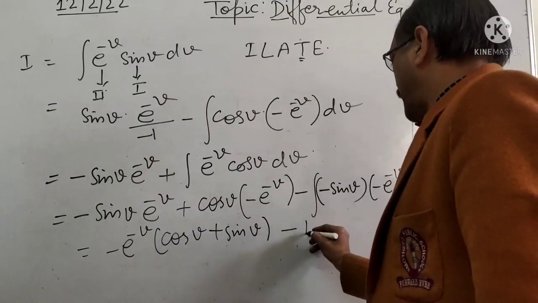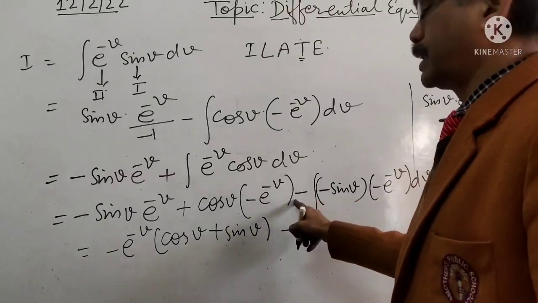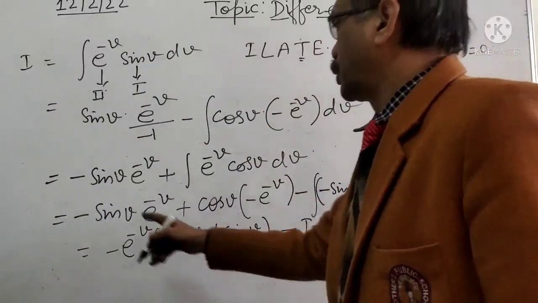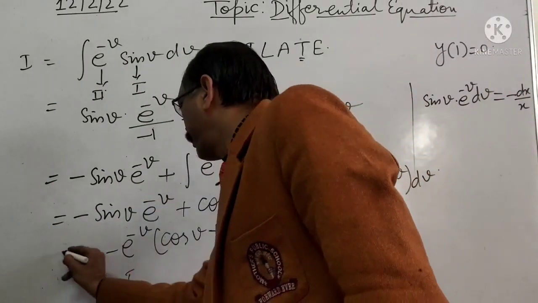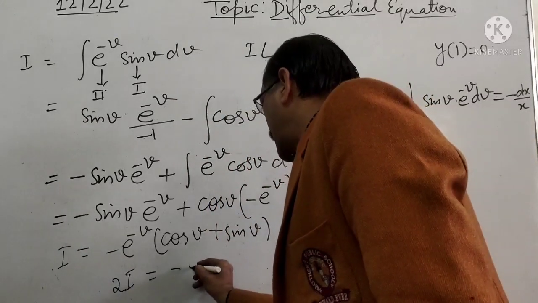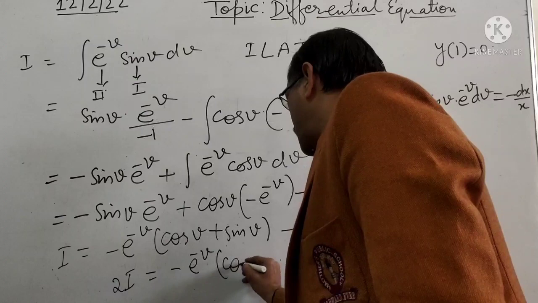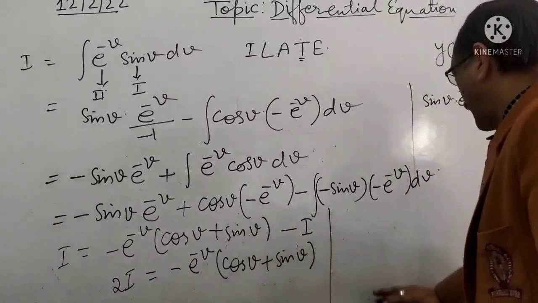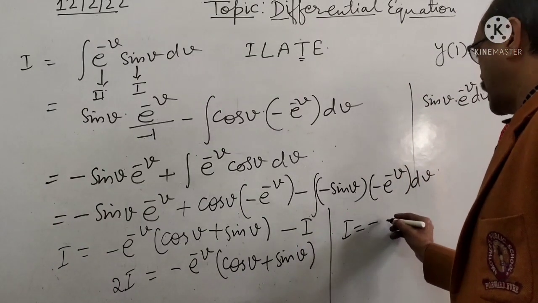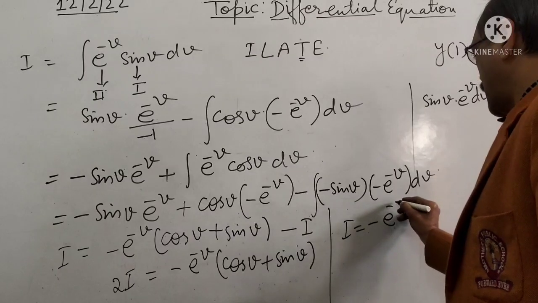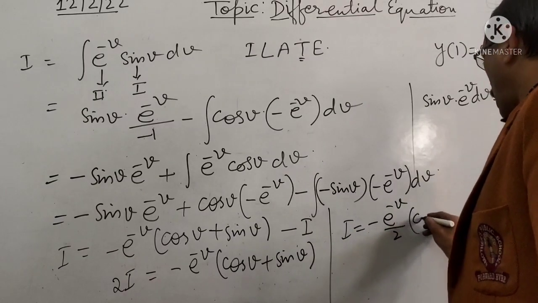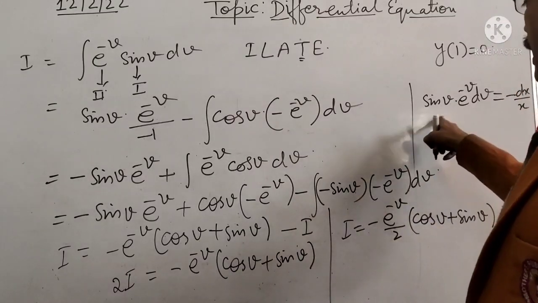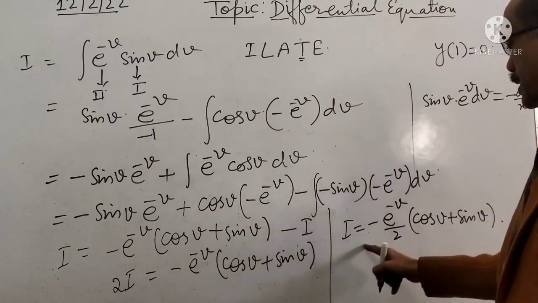There is minus I, and e power minus v sin v becomes I, so it is 2I equal to minus e power minus v, then cos v plus sin v. So the value of I is I equal to minus e power minus v upon 2, cos v plus sin v. So when we solve this differential equation, this is the value of the integration.